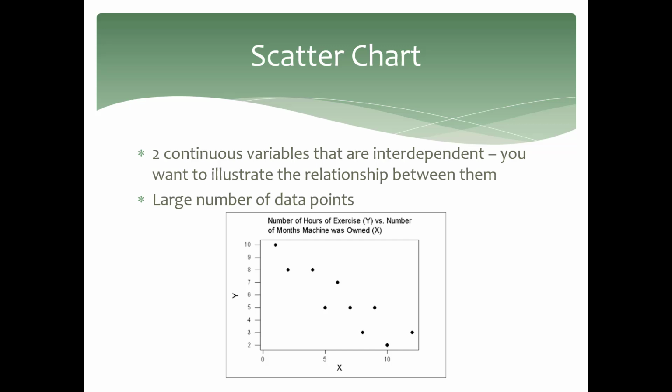Here's a scatter chart. And so this is when you have two continuous variables that are interdependent. So you want to illustrate that there might be a relationship between them. And so this is usually for if you have a large number of data points. If you just have a few, you can't really show a trend or the relationship between the two variables.